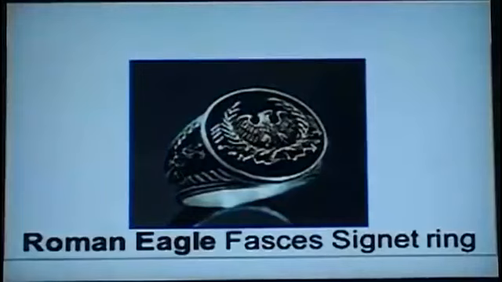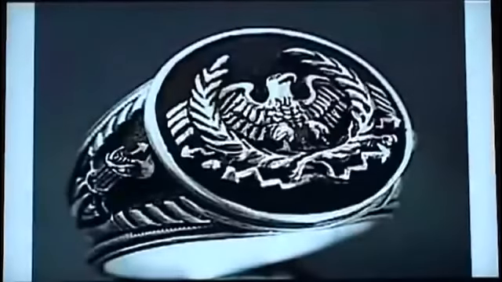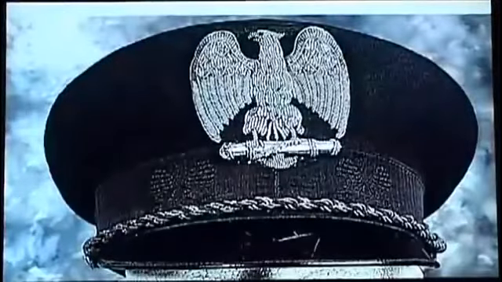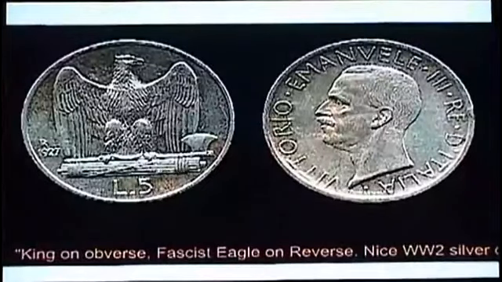And fascists, of course, in Europe used the eagle also for the same reason, to symbolize the sun. It's a Roman eagle fascist signet ring. The eagle symbolizing the sun. And you'll see the eagle is perched on a fasci. That's another whole subject we'll get into another time. The symbol of the fasci is a bundle of sticks which you'll see the eagle perched on with a hatchet head. It's called a fasci.